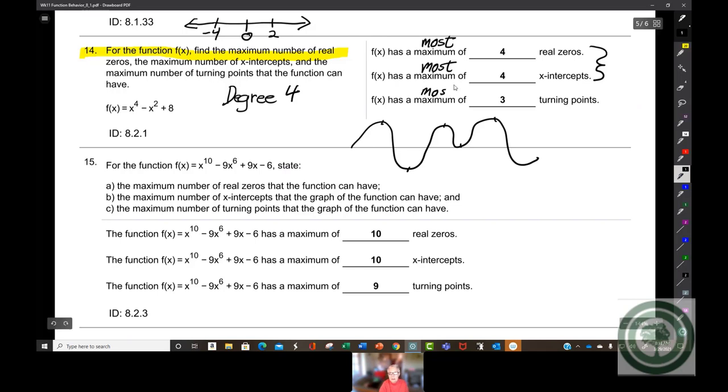So the most turning points. Well, here this has 1, 2, 3, 4, 5, 6. No, I certainly didn't graph that correctly. Whatever it has, the most it can have, and it can have less, is 1, 2, 3 turning points. Because the graph turns around, goes from decreasing to increasing to decreasing to increasing. And of course, with an even degree, this is going to go up on the left and up on the right.